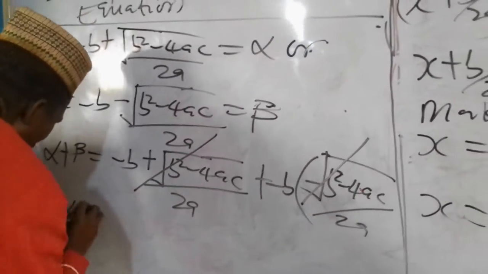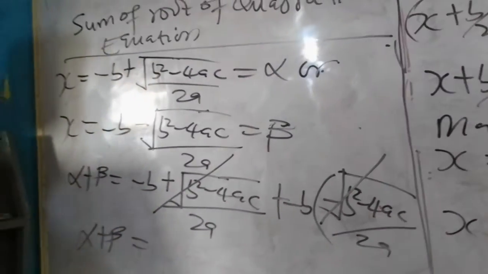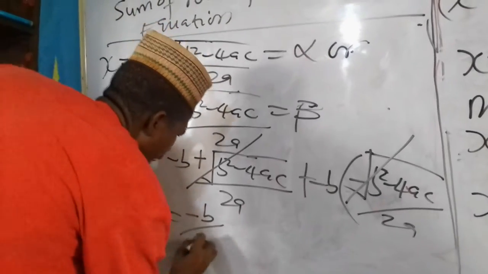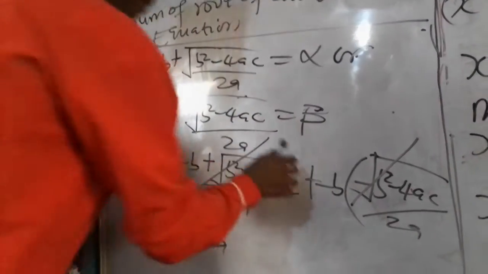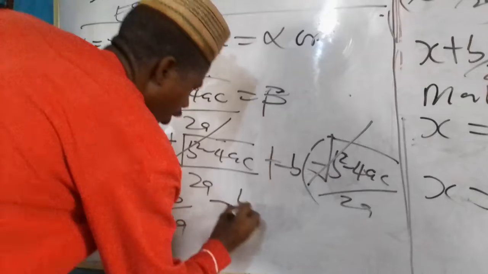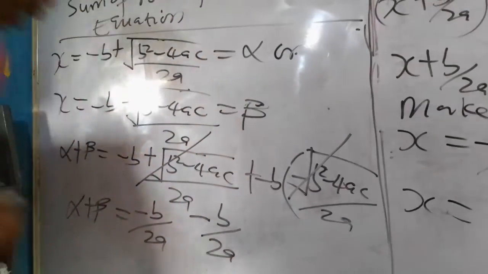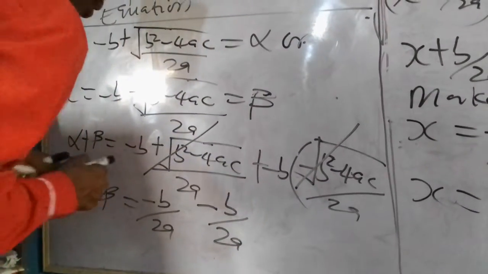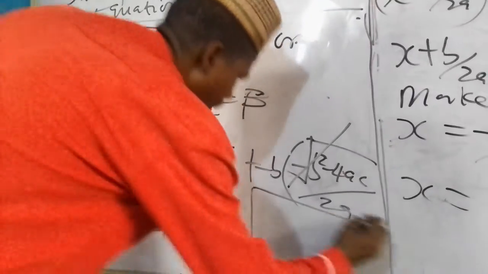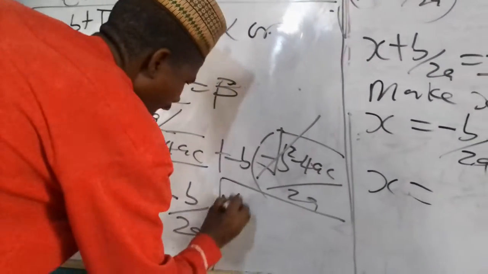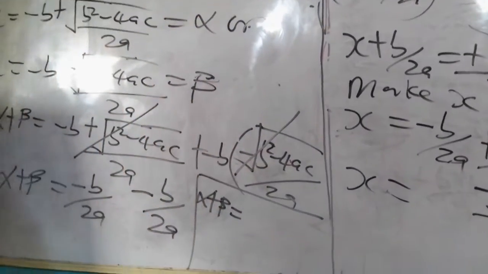You now have alpha plus beta equals minus b all over 2a, plus times minus b all over 2a, which gives minus 2b all over 2a. This implies that our alpha plus beta will now be equal to what?